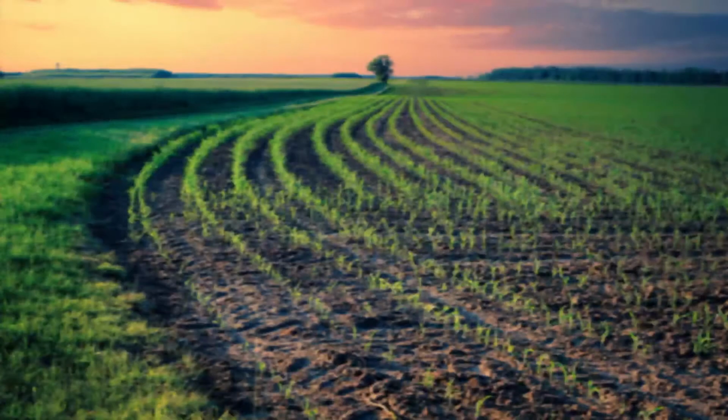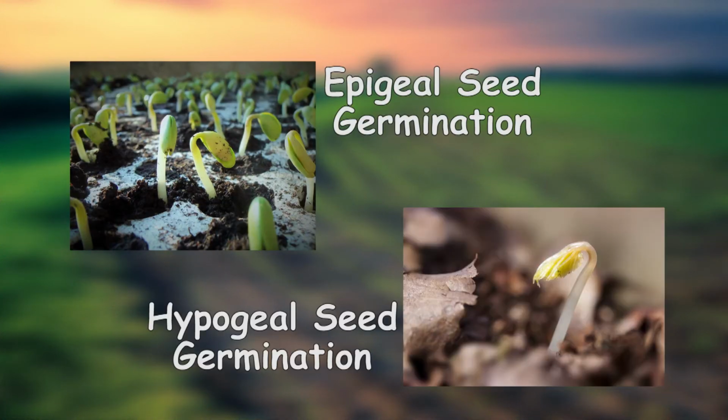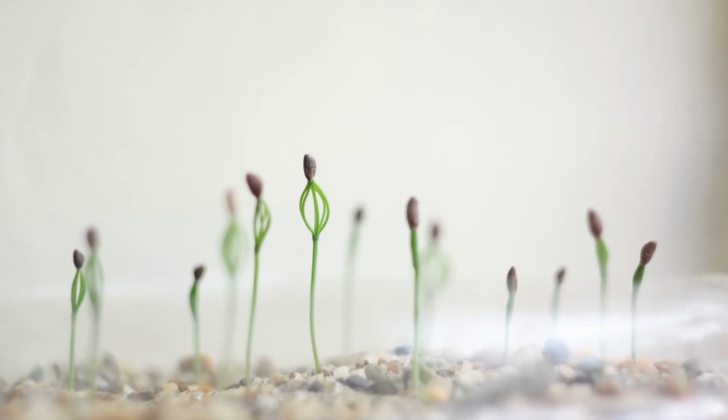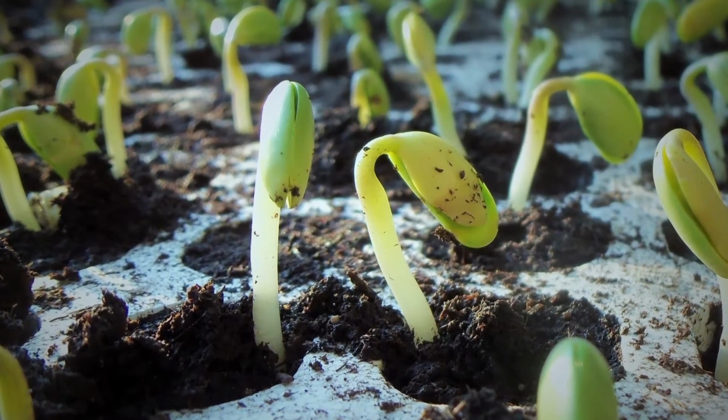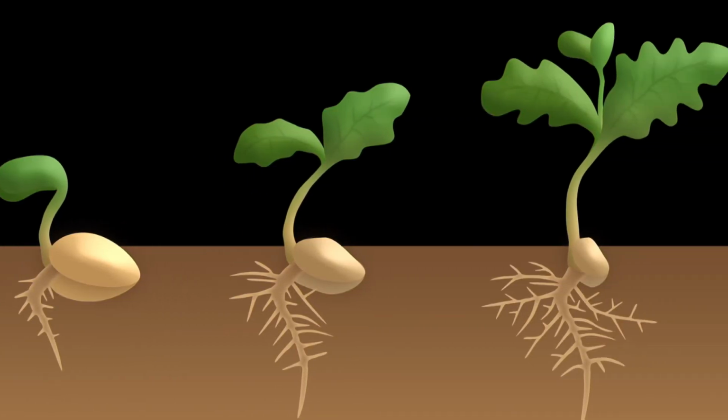There are two types of germination: epigeal and hypogeal germination. In epigeal germination, the cotyledons are carried above the soil surface by the elongating hypocotyl and they expand. For example, in beans, castor, mustard, sunflower, tamarind, etc. Now in hypogeal germination, cotyledons remain in the soil. For example, in gram, pea, mango, groundnut.